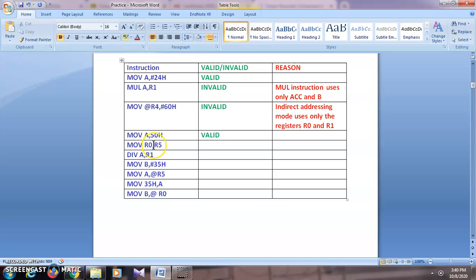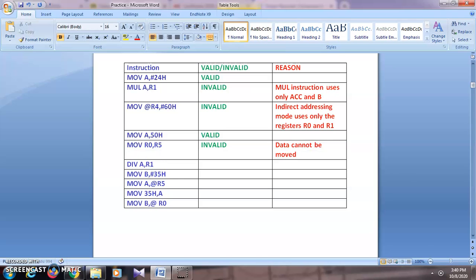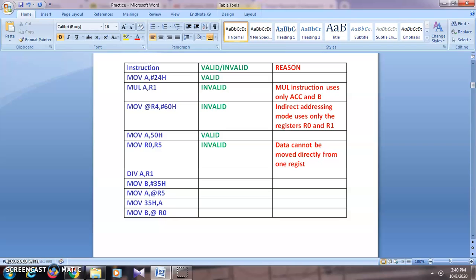Next one, MOV R0, R5. That is, copy the contents from register R5 to R0. This is an invalid instruction because we cannot move the data from one register to another register. So data cannot be moved directly from one register to another.